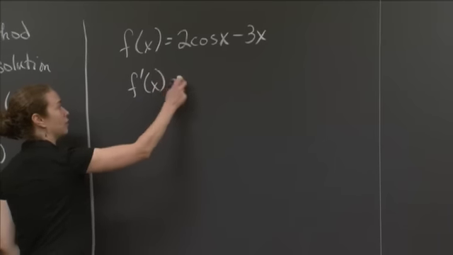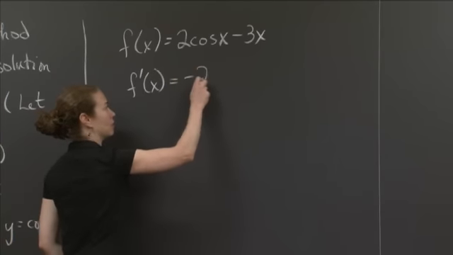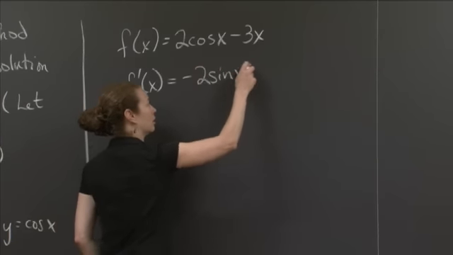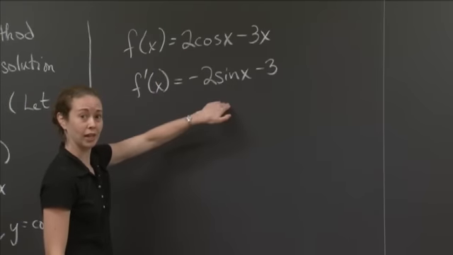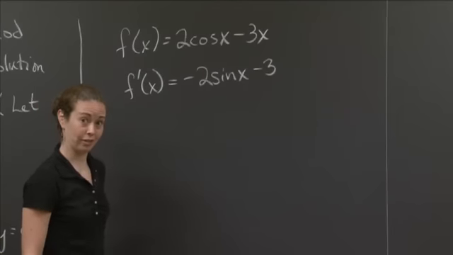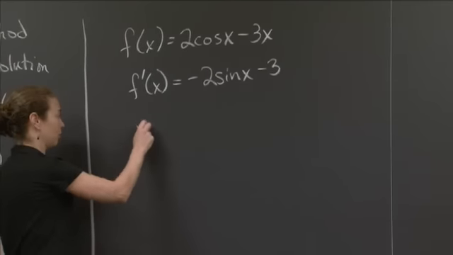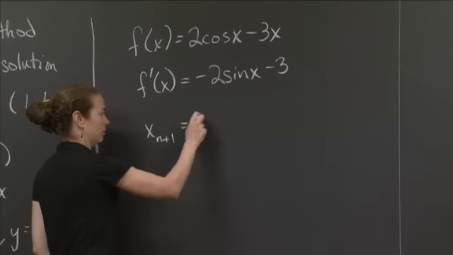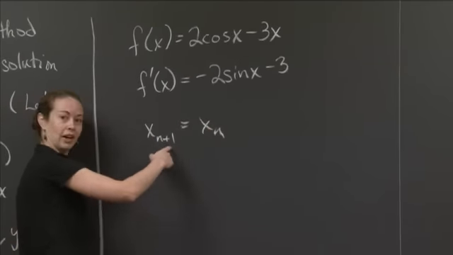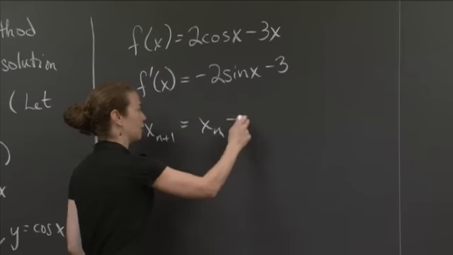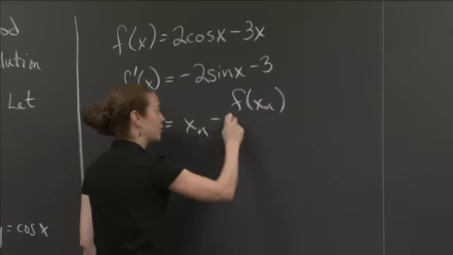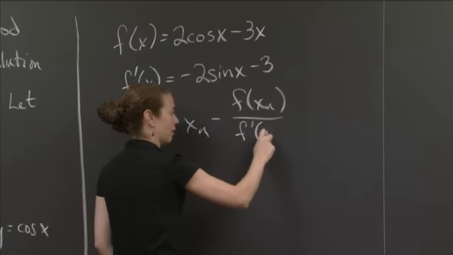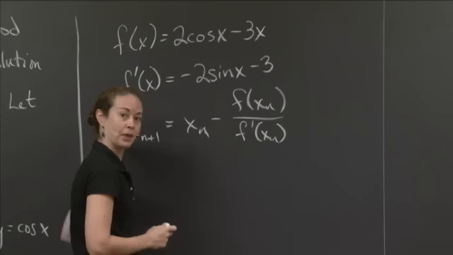So let me remind you, the derivative of this is going to be -2 sine x minus 3. Right, the derivative of cosine x is negative sine x, and so this is exactly the derivative. And then let me remind you what Newton's method says. It says the next x value is equal to the previous x value minus the fraction of the function evaluated at the previous value divided by the derivative evaluated at the previous value.